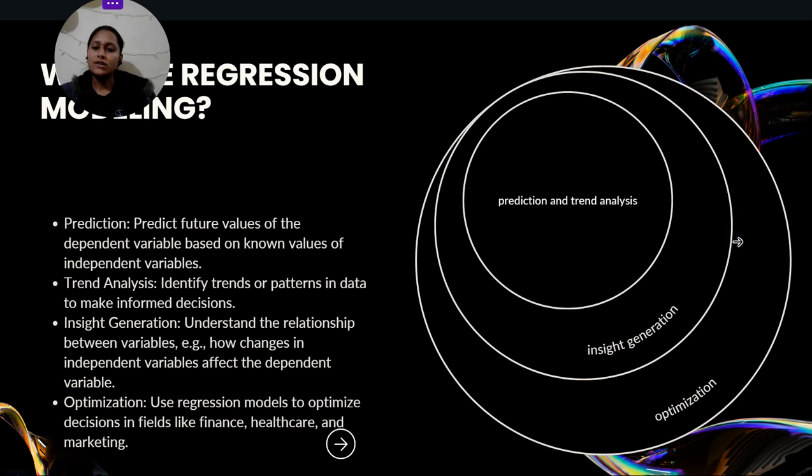Now let's discuss how to use regression modeling. First, prediction. Predict future values of dependent variable based on known values of independent variable. Second, trend analysis. Identify trends or patterns in data to make informed decisions. Third is insight generation. Understand relationship between variables. Example, how changes in an independent variable affect the dependent variable. Fourth is optimization. Use regression models to optimize decisions in fields like finance, healthcare, and marketing.